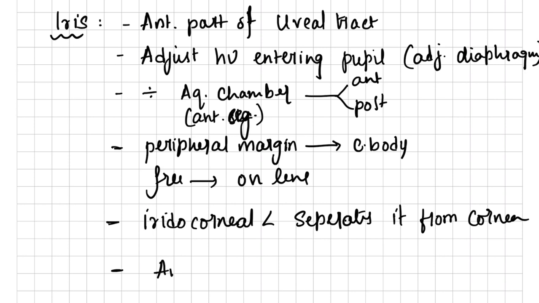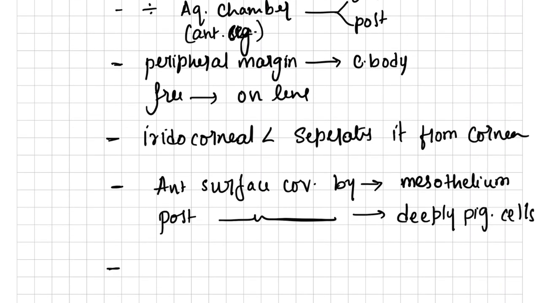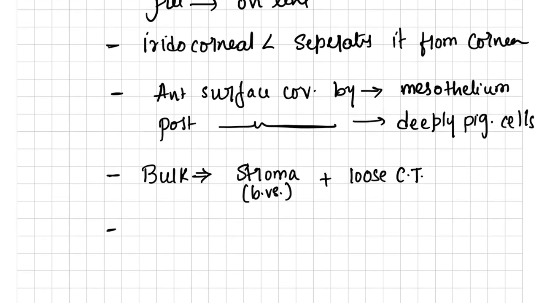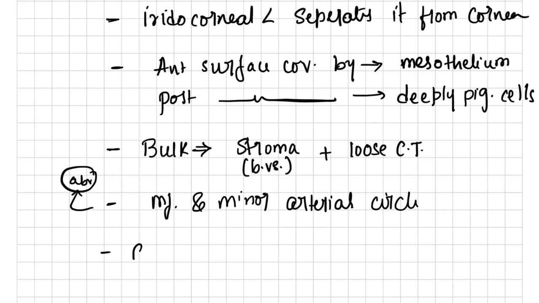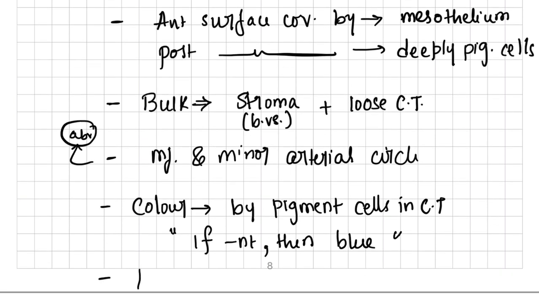Now the next point is that the anterior surface of the iris is covered by mesothelium, while the posterior surface is covered by deeply pigmented cells. The bulk of the iris is formed by the stroma, which includes blood vessels along with loose connective tissue. Major and minor arterial circles are formed in the iris. We'll see the diagram of the divisions of the ophthalmic artery later on. The color of the iris is due to the pigmented cells present in the loose connective tissue, which forms the bulk of the iris. If these pigment cells are absent, the iris appears blue in color.